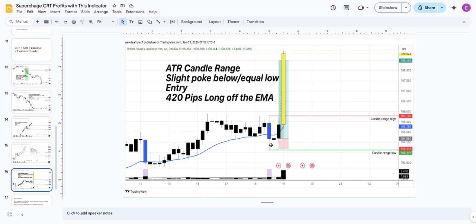However, this range here, it paid out and paid out big. Now, this was likely news driven, this big spike here, but the premise is still the same. I don't necessarily advocate trading news, but there are times where it's just going to do what it's going to do.